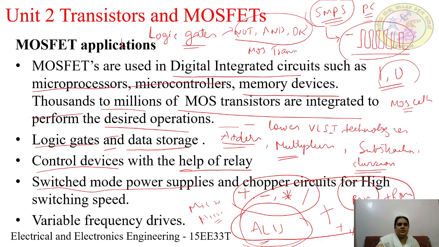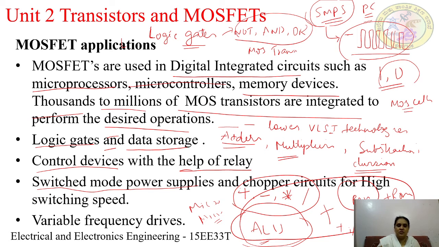So there are many applications. Let's repeat. What are the applications of the MOSFET? The MOSFETs are used in digital integrated circuits such as microprocessors, microcontrollers, memory devices, wherein thousands to millions to billions of MOS transistors are integrated into a single IC to perform the desired operation. The MOSFETs are also used for the construction of the logic gates and the construction of the RAM, that is the data storage. The MOSFETs control the power devices with the help of the relay.